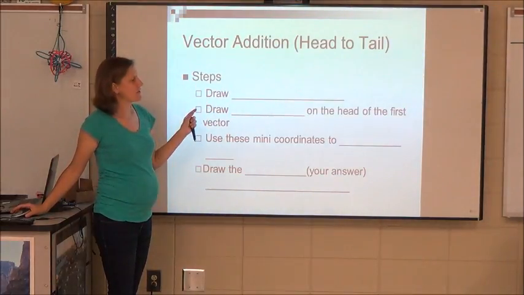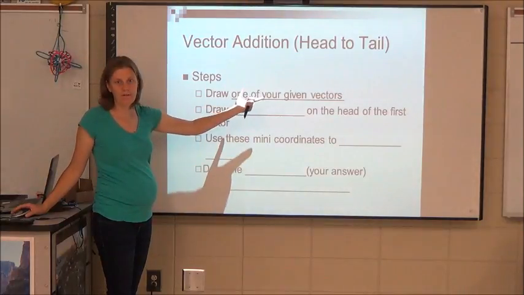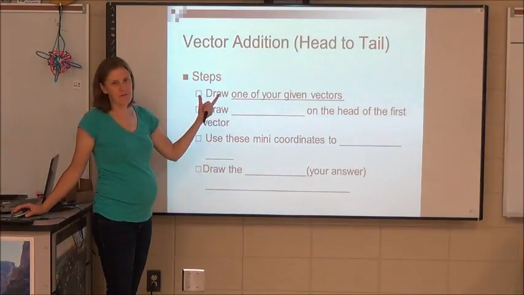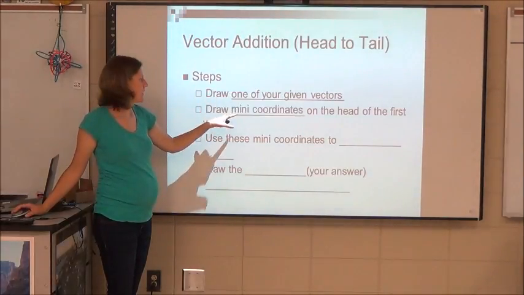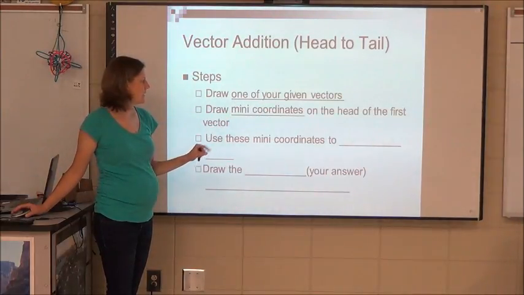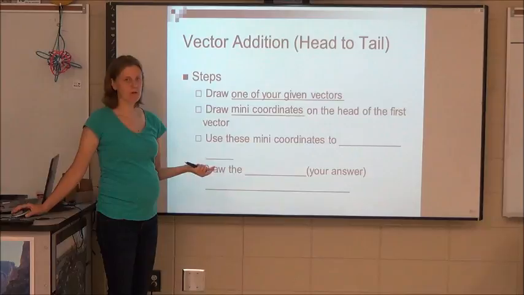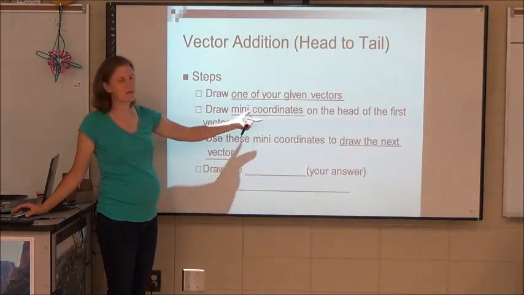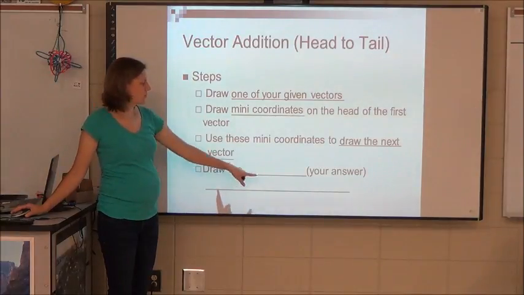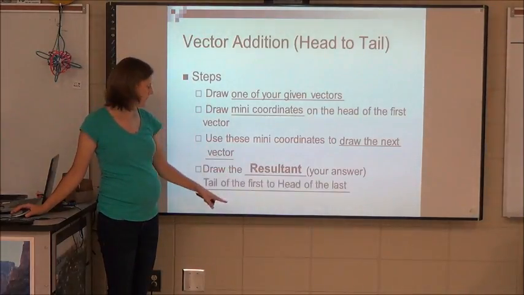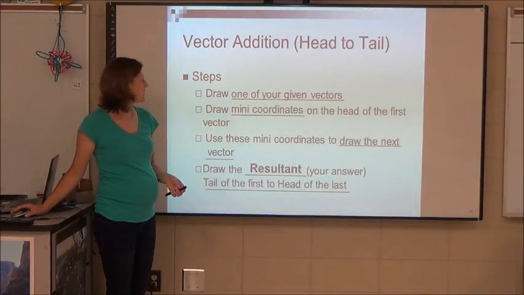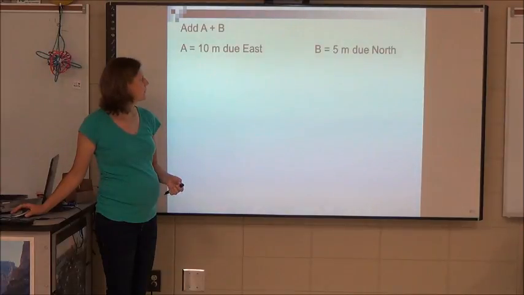So, adding vectors. First, just draw one vector. Next, and this little step I made up, I think it helps, draw sort of mini coordinates on top of that vector head. And then off of those little mini coordinates, just draw the next vector. You'll probably get to a point where you can skip that step, but it's nice starting out. And then you can draw your answer, which is called the resultant. And that is tail of the first to head of the last. So you'll get the hang of these steps as we do a few example problems.